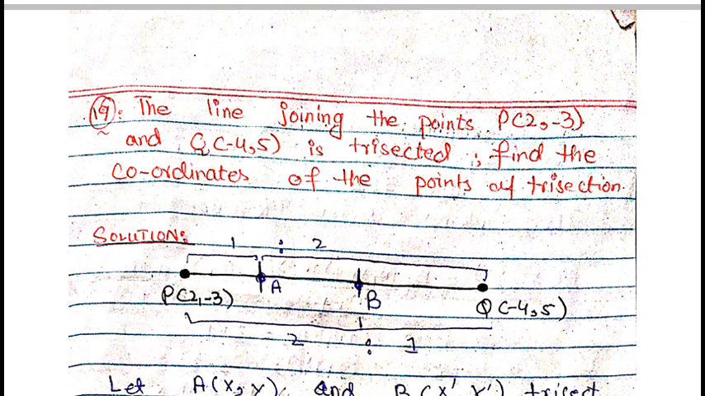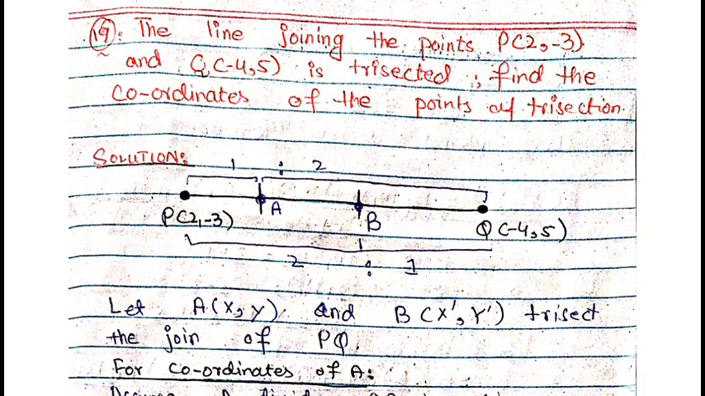It means that the line is divided into 3 parts, and in order to divide a line into 3 parts, we need 2 points as shown in the figure below. We have to find the coordinates of these points of trisection. That is, we have to find the coordinates of these points which are used to trisect the line PQ.